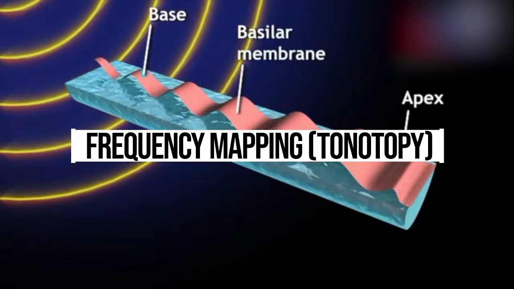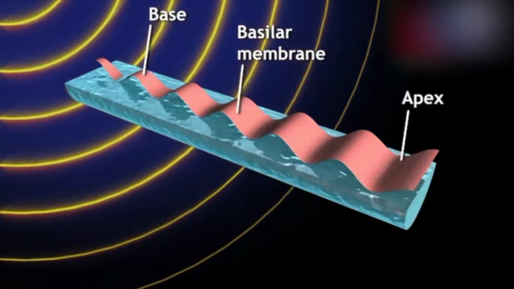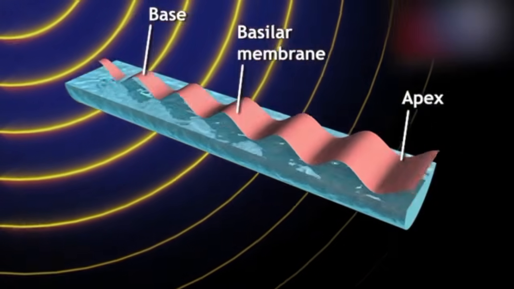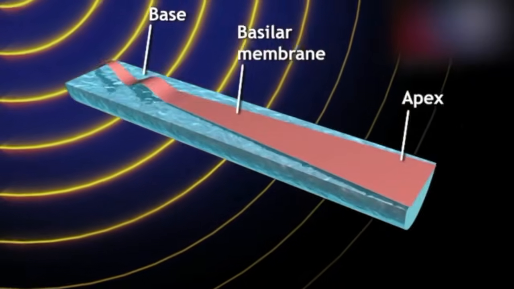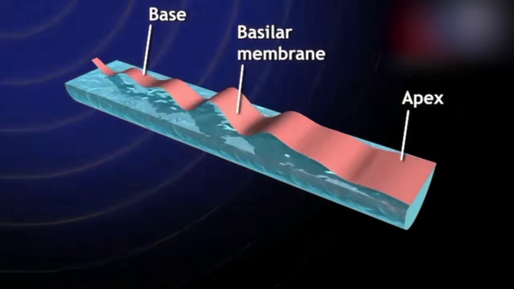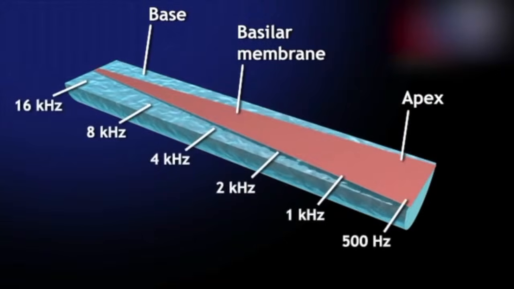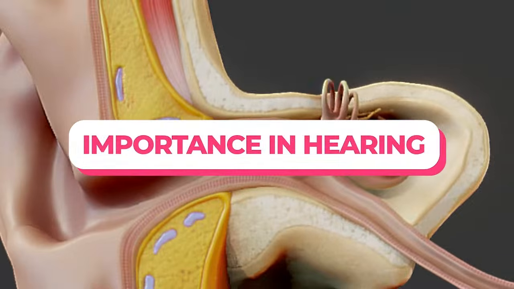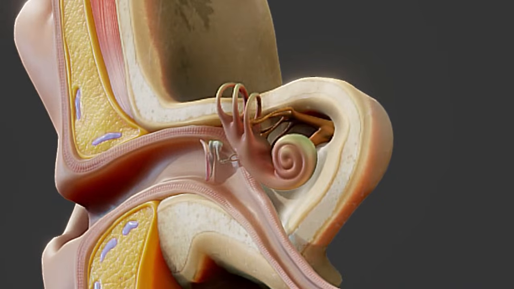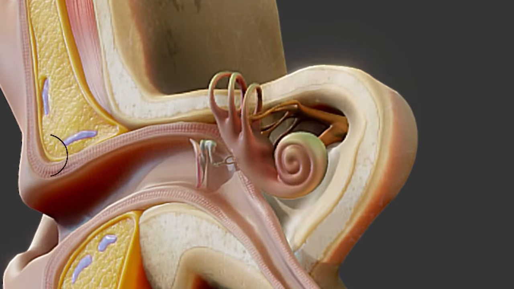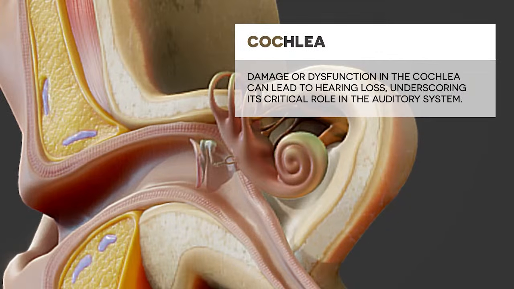Frequency mapping, tonotopy. Different frequencies of sound affect different parts of the cochlea. High-frequency sounds cause more movement at the base of the cochlea, while low-frequency sounds affect the apex. This tonotopic organization allows the brain to distinguish between different sound frequencies. Importance in hearing. The cochlea's ability to perform auditory transduction, converting sound waves into electrical signals, is fundamental to our sense of hearing. Damage or dysfunction in the cochlea can lead to hearing loss, underscoring its critical role in the auditory system.